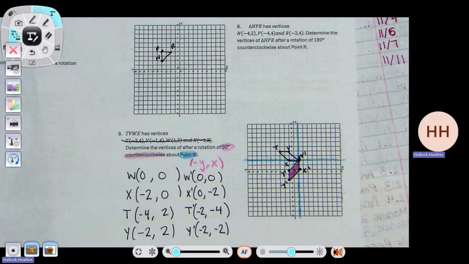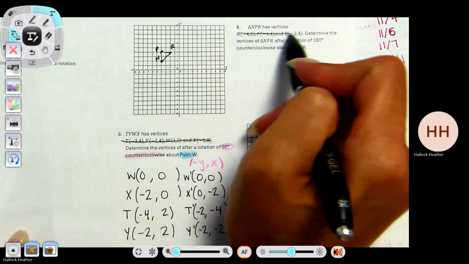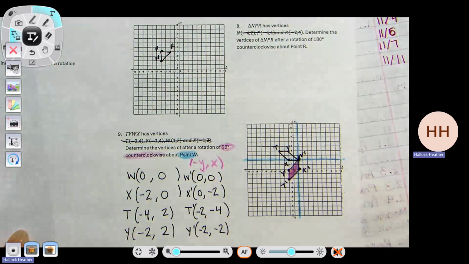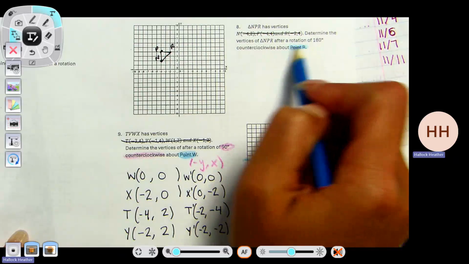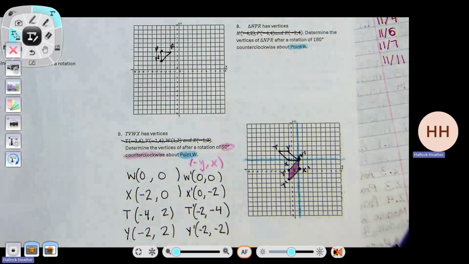For number 8, you should have this single big triangle. We're not using the coordinates that they gave you to use the rule. Once you plot your points, you're done with these coordinates. You're going to draw in your X and Y axis at point R. And you're going to find the new R, the new P, the new. Shift.